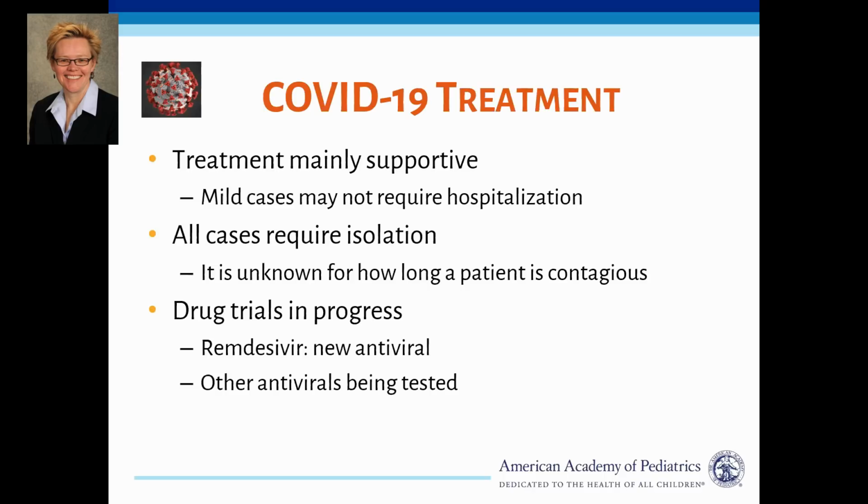All cases require isolation. And so for those who are at home, that may mean decreasing their contact with other people for a prolonged time period, because we do not know how long a patient is contagious, and the time frame for maintaining isolation or self-quarantine changes day by day. There are drug trials in progress, and one of the drugs, a new antiviral that is in trials in adult populations, is called remdesivir, and there also are other antivirals being tested. But basically, it is supportive treatment and isolation to keep others from becoming infected.